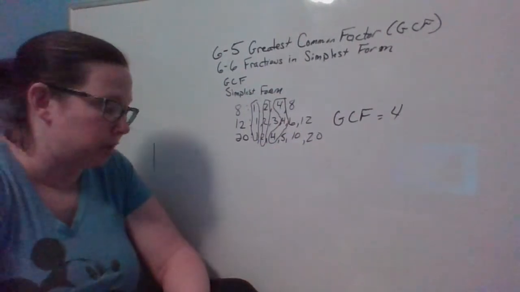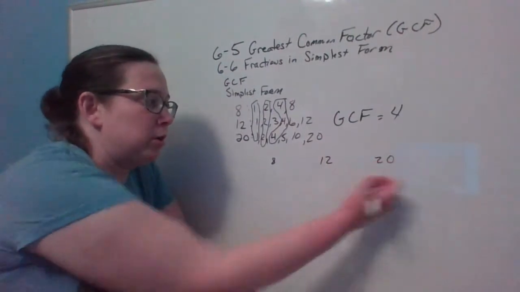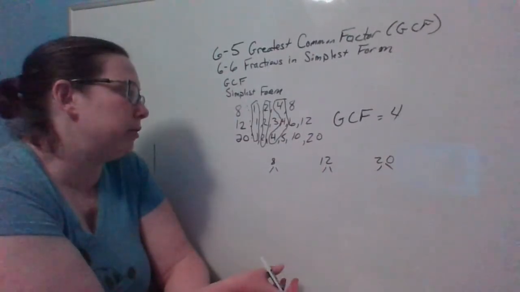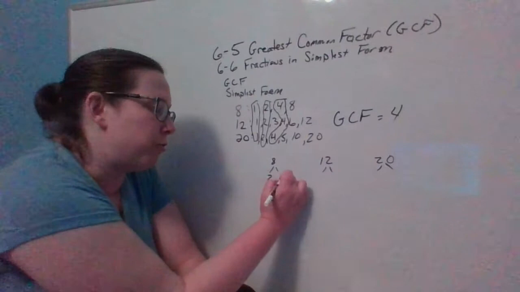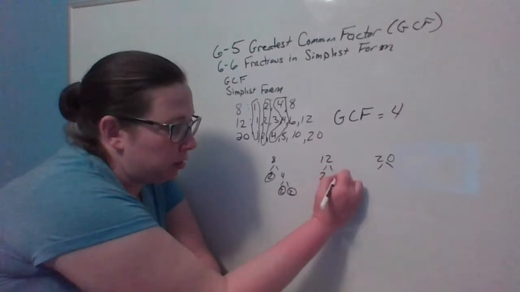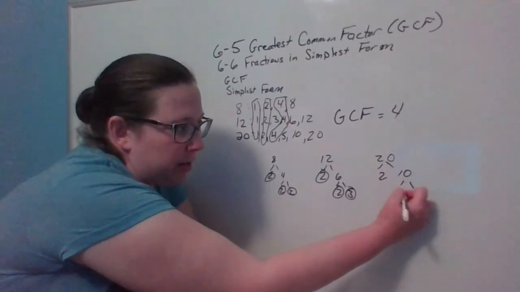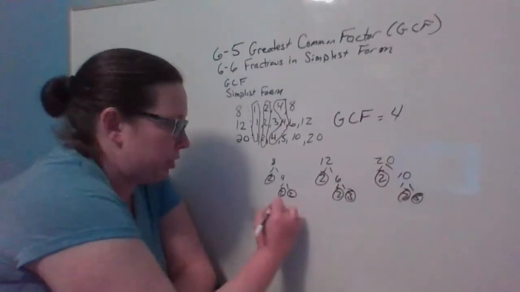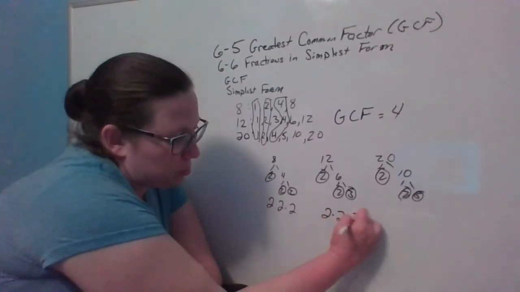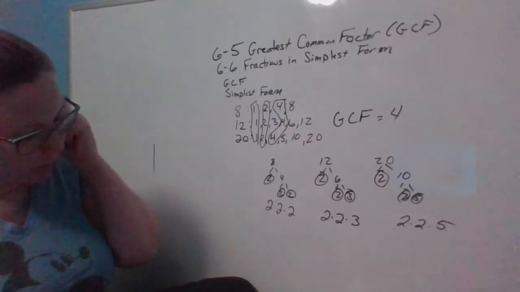There's another way you can do it, which is to make factor trees. And this way I generally don't recommend unless you're really stuck and you can't figure out what the greatest common factor is. So for factor trees, you are first going to make those factor trees, figure out what your prime factorization is for each of your numbers. So we have 2 times 2 times 2, 2 times 2 times 3, 2 times 2 times 5. So those are our prime factorizations.